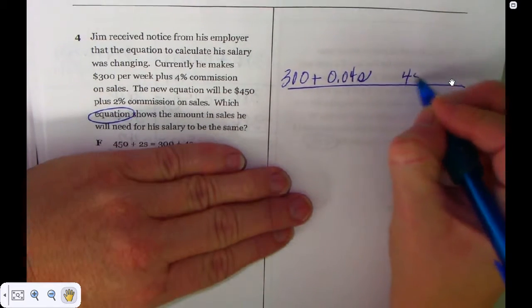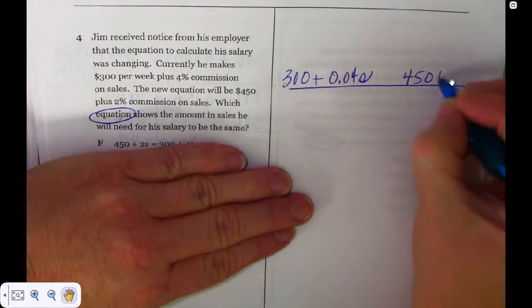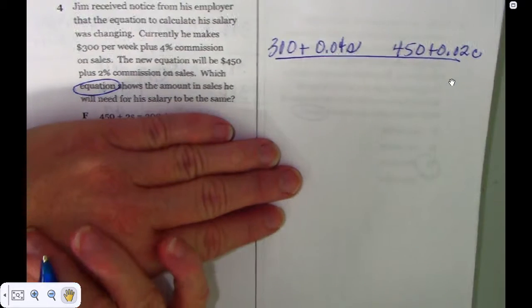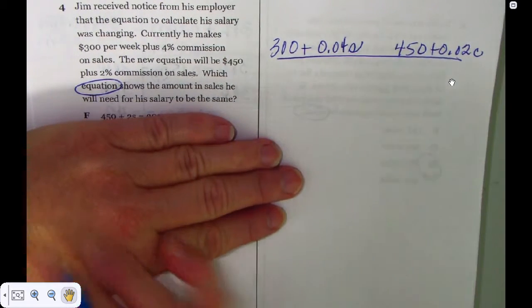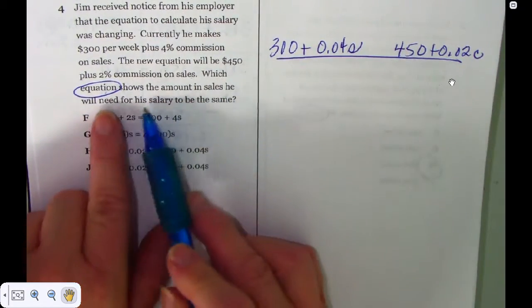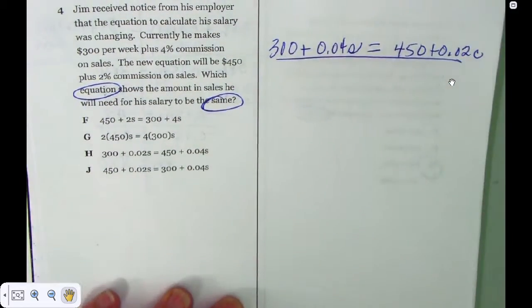Now they bumped his salary up to $450 a week. He's making more a week, but they lowered his commission. Now he's only getting 2%. And he's trying to figure out which one shows the amount in sales he will need for his salary to be the same.